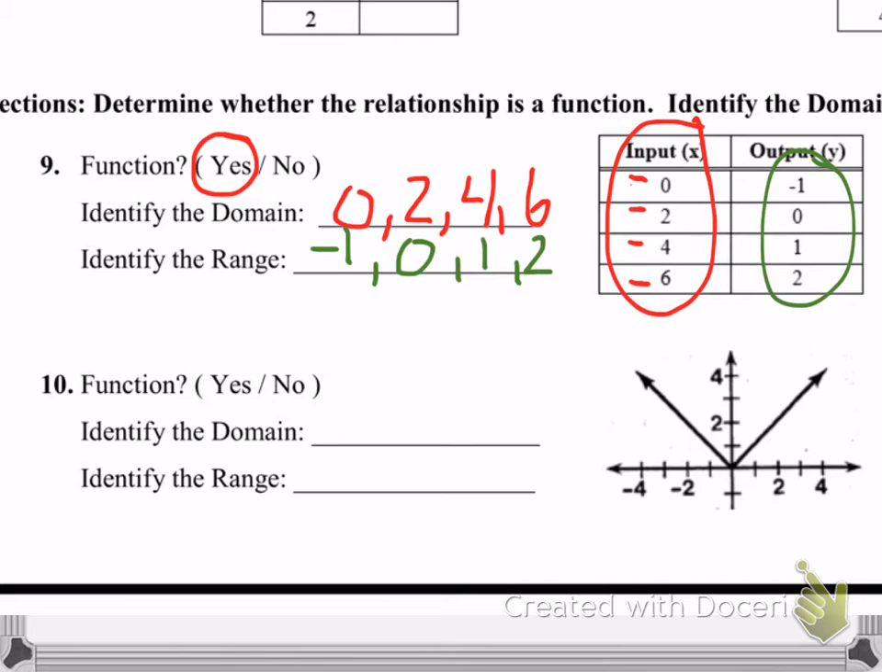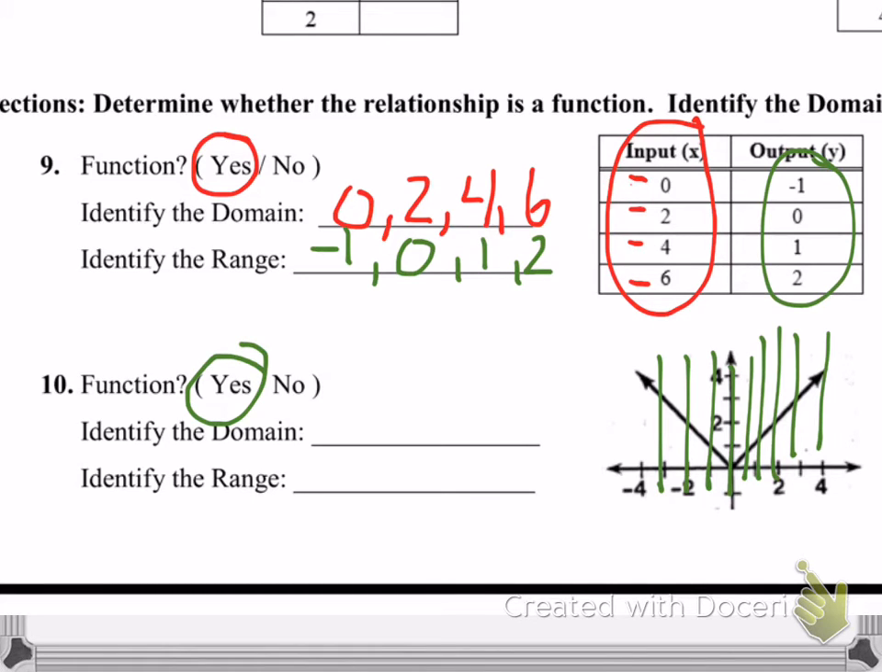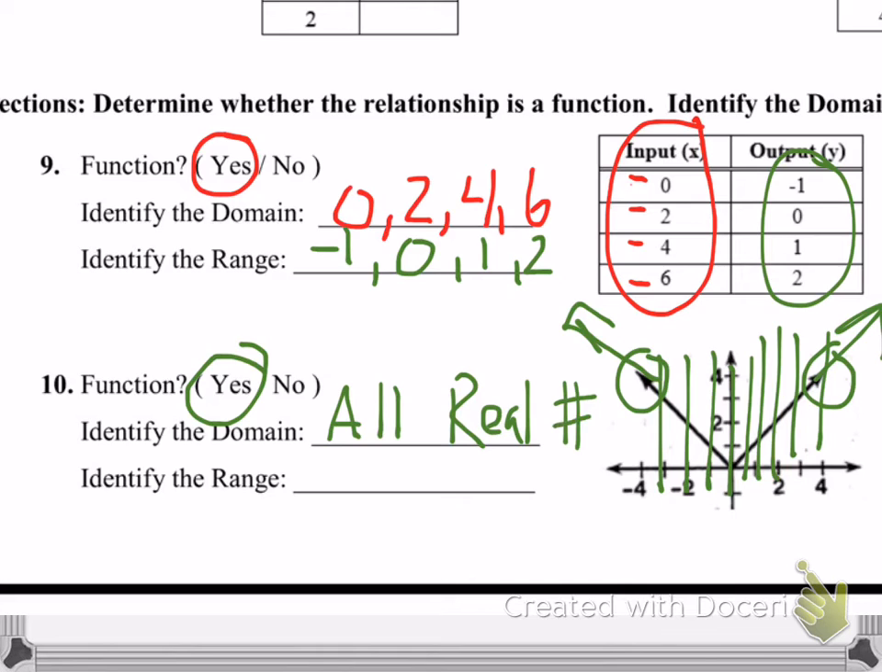This next one, they give us a graph. So with the graphs, we're going to use the vertical line test. If I can draw vertical lines and I never hit the graph more than once, it's a function. So this one here passes the vertical line test. Yes, it's a function. For my domain, I no longer have just single points, but any point that falls on the graph. The arrows on the end tell me that this is going to continue. So it's going to continue going to the right. It's going to continue going to the left. So my domain is going to end up being all real numbers.